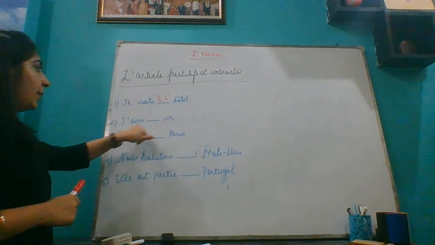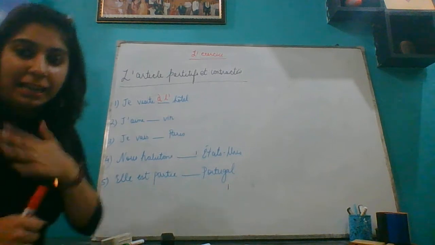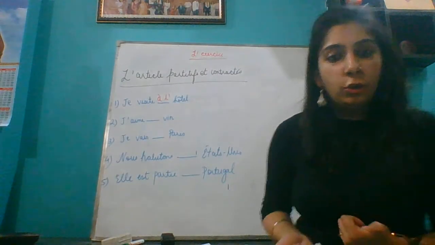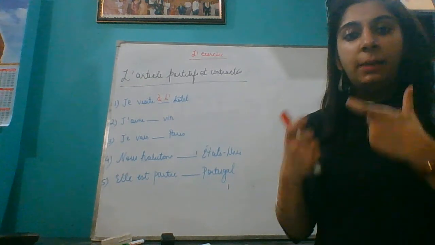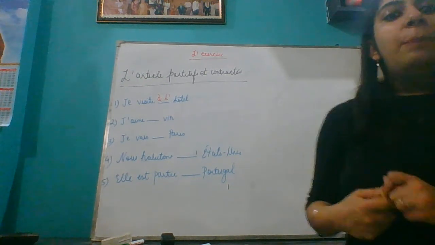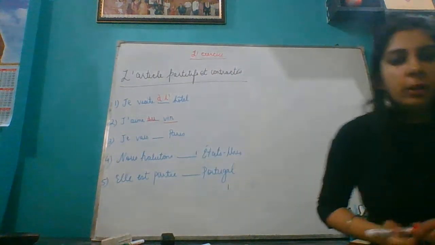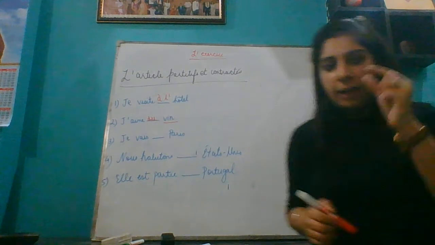Next, j'aime dash vin. I like dash wine. I like some wine. When the sense will come of some, we'll use the article partitif. So, where it is masculine, j'aime du vin. J'aime du vin. I like some wine.